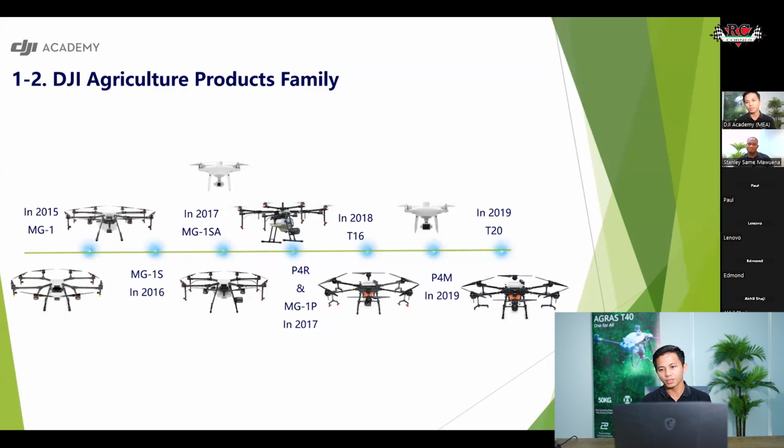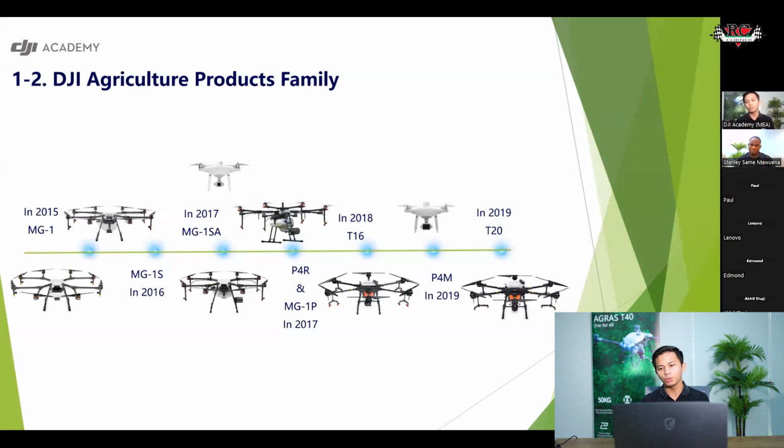Later, in 2016, the MG1S started. I know this drone started in China and went to Asia, and for the global market we started using the MG1P in 2017, and about 2018 people started using the MG1P. Okay, anyway, let me introduce a brief history: MG1 and MG1S in 2016, and MG1SA and MG1P in 2017.